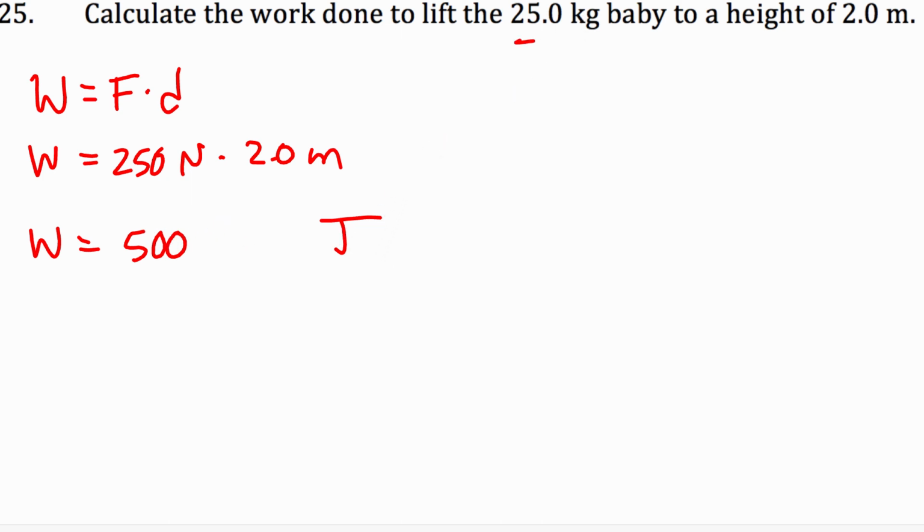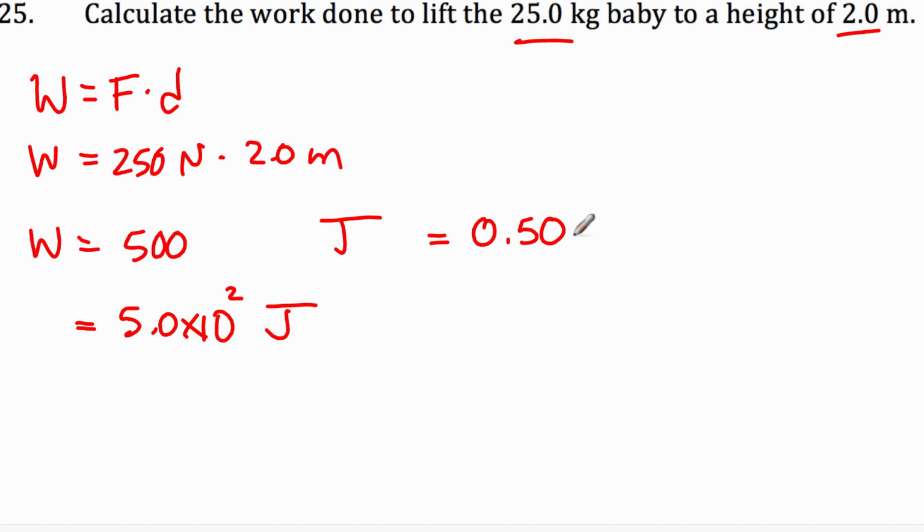joules. 3 sig figs, 2 sig figs, I got to go to 2 sig figs. I can't really do 2 sig figs if it's listed like this, so maybe I'll change it to scientific notation. So 5.0 times 10 to the second joules, that would work. Or if you wanted to convert this to kilojoules, so 0.50, you wouldn't put another 0 there because that's an extra sig fig. So 0.50 kilojoules.